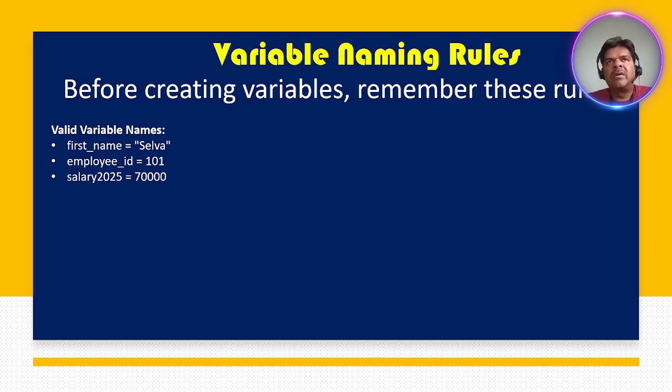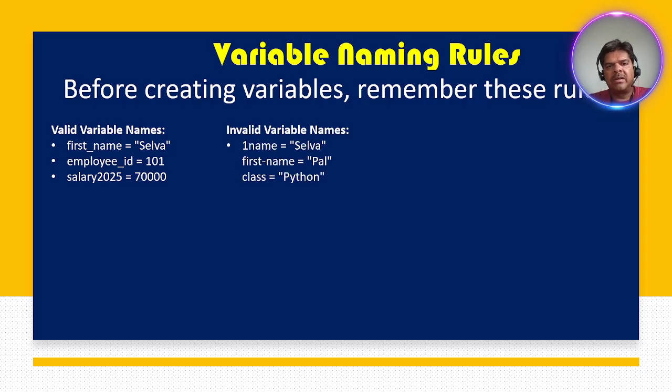Multiple words, if you are going to use it for your variable, you can use that one. First_name equal to Selva. Employee_ID equal to 101. Salary2025. See here, salary is a text value and 2025 is a numeric value. If you want to create a variable along with numeric, yes, alphanumeric, you can use it. It's a valid one. Text and numbers, you can have it in your variable name.